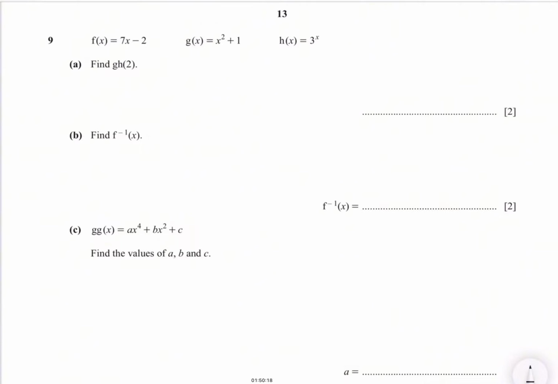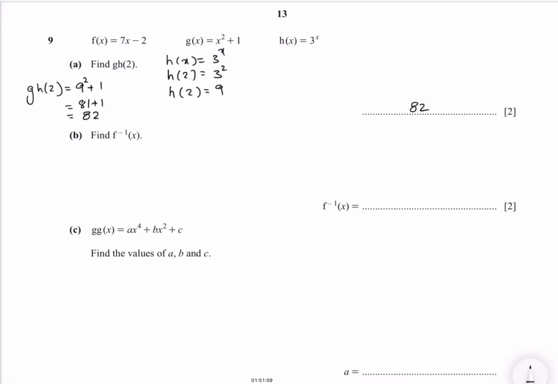f of x, g of x, h of x is given. Find g of h of 2. So first find h of 2. So your h of 2 is 9. So g of h of 2 equals, you place h of 2 in the function of g, which is x square plus 1. It means 9 square plus 1. So this is 82.